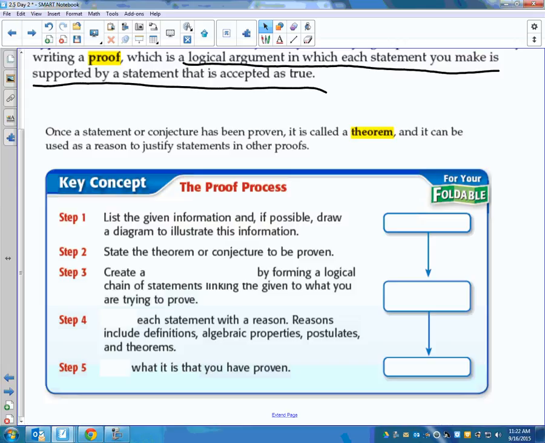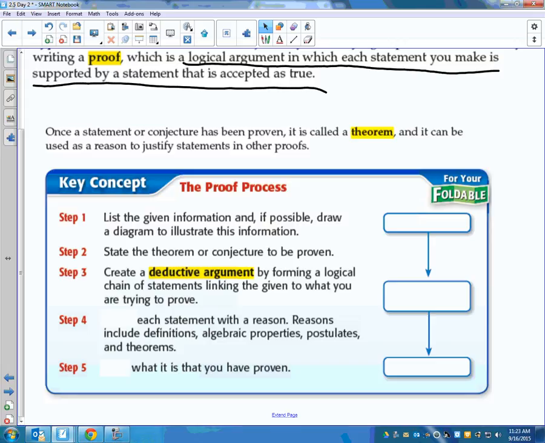Okay? So step 1 is you have to list the given information. And how do you know it's true? It's because it's given, right? That's your given information. Step 2, you want to state what you're trying to prove. Those are easy, right? You state what they give you. You state what they're trying to prove. Step 3 and step 4 are the hard parts, all right? You want to create a deductive argument.